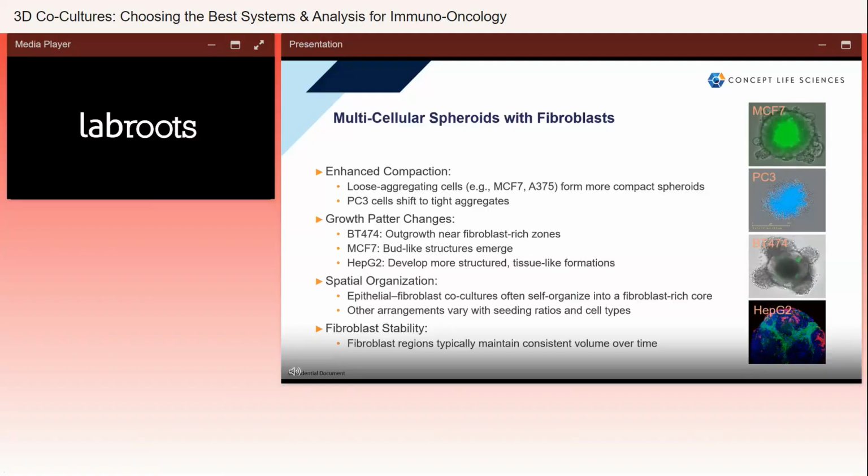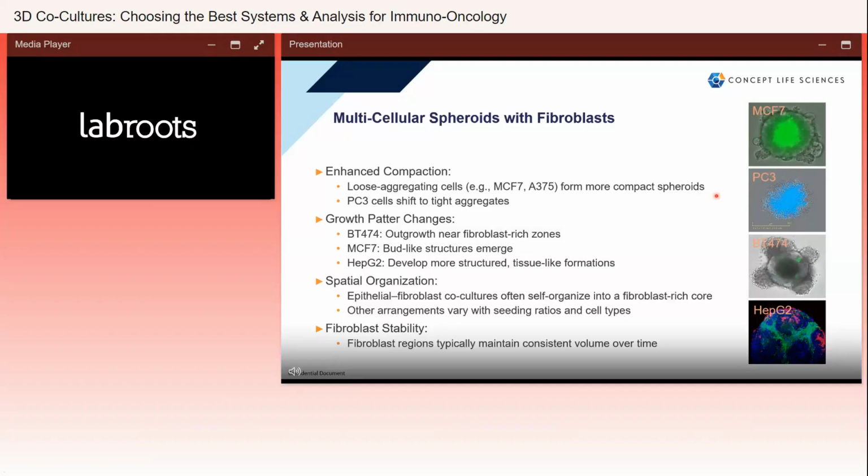One of the observations we made when we started incorporating these was that cells that didn't form spheres started rapidly forming spheres. So A375 and MCF7 started forming spheres. MCF7 here is an example. The fibroblasts have been labelled with PKH67, which is a green fluorescent dye, and they form the central core, and then you've got a region of cancer cells around that core of fibroblasts.